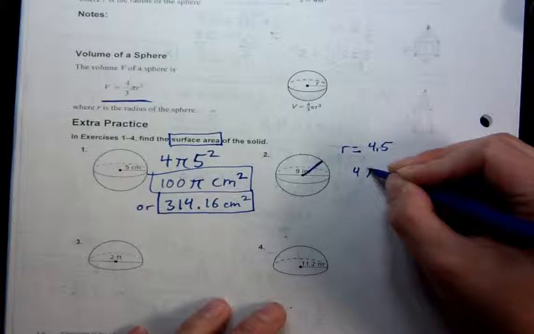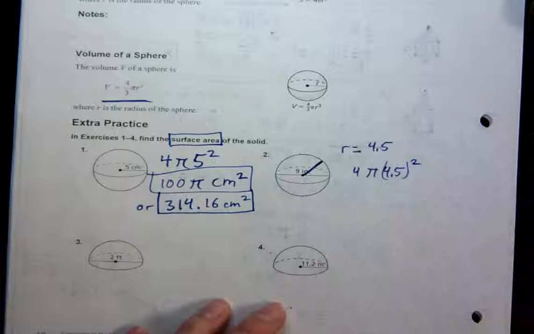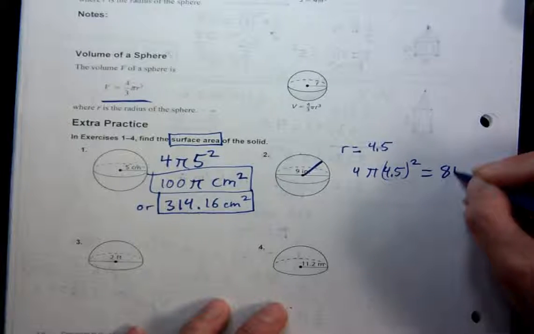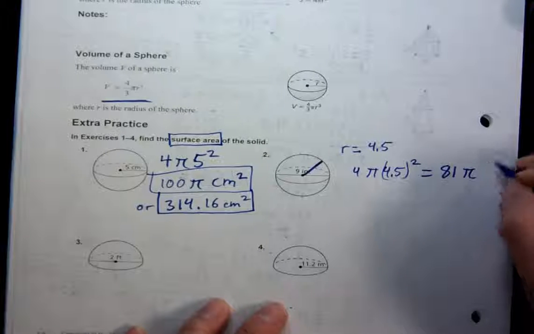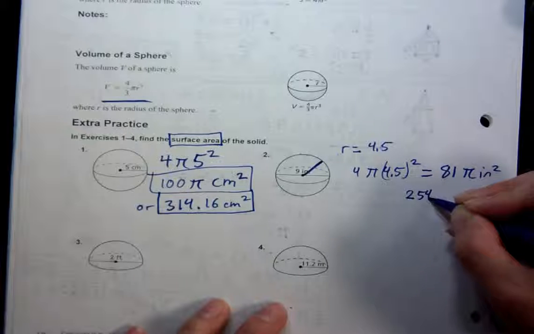And so I just plug it in, 4 pi, 4.5 squared. Can anyone mental math that one? 81 pi. Yeah, I can't mental math it, but it does come out to 81 pi. What is it, 54 point?